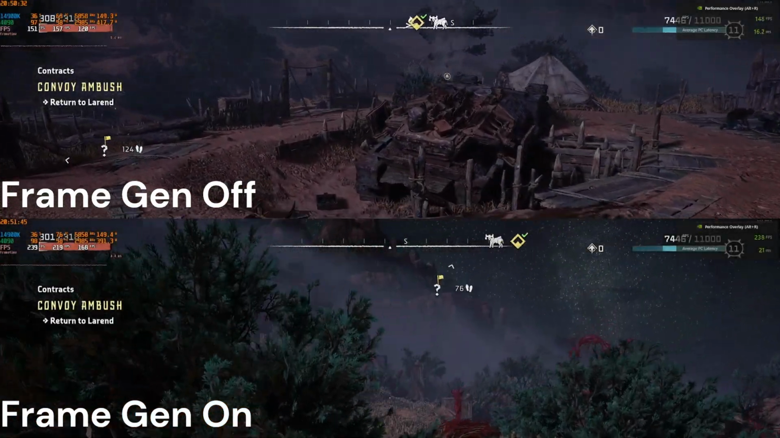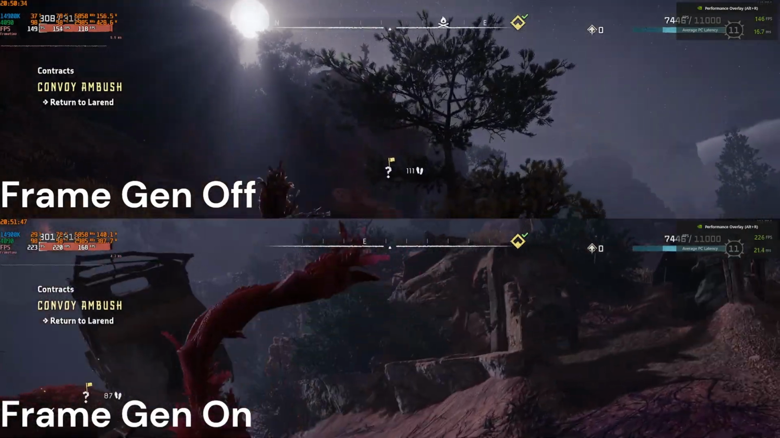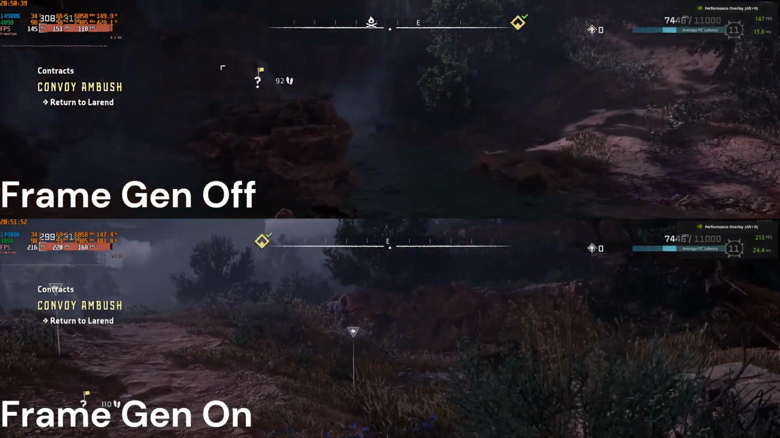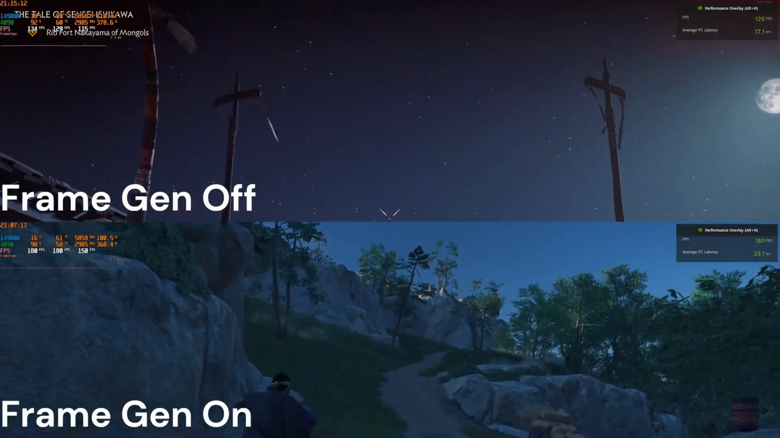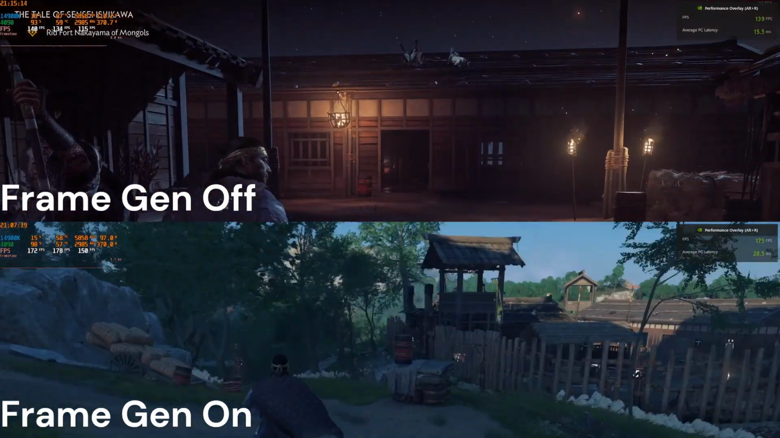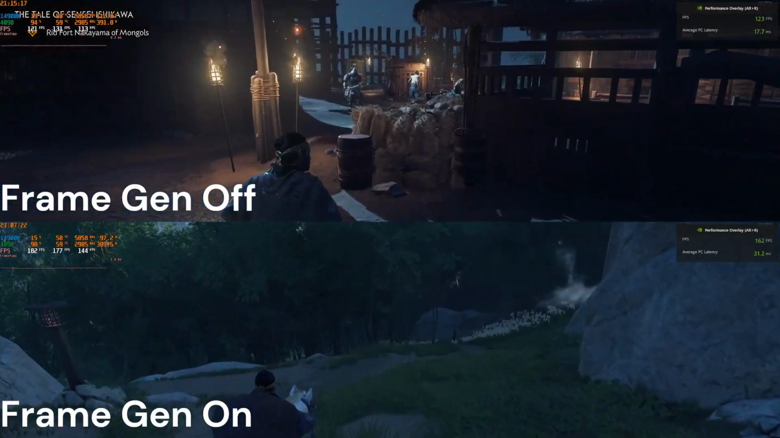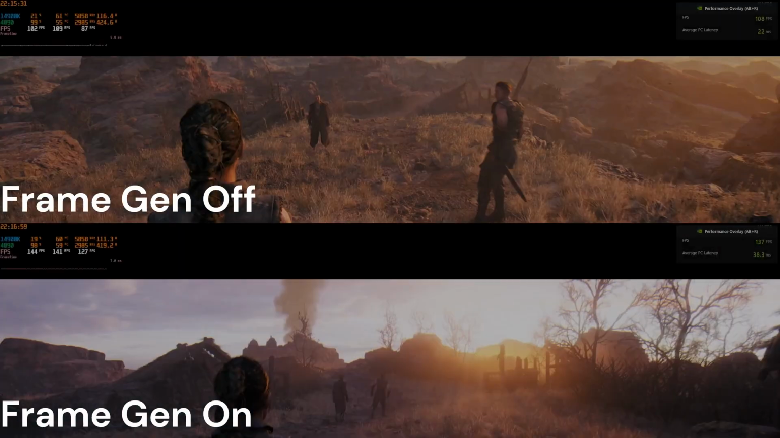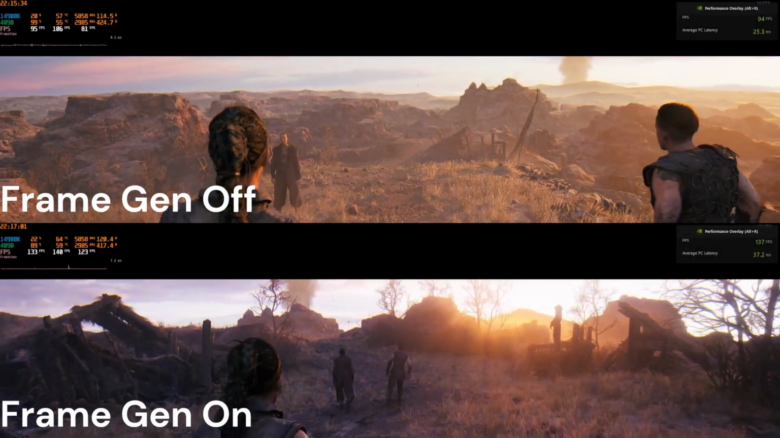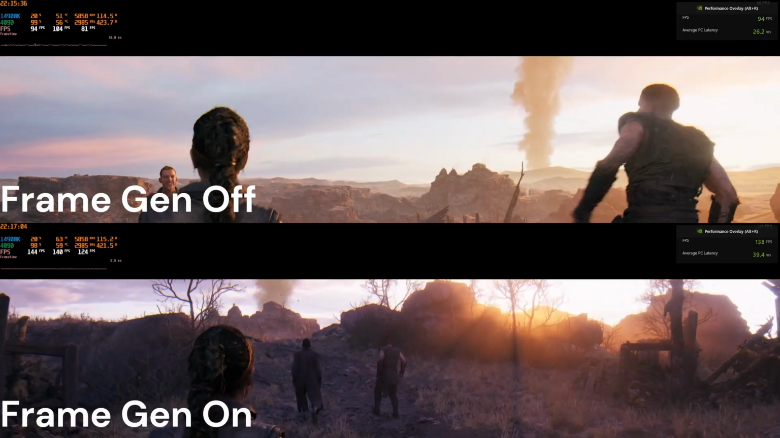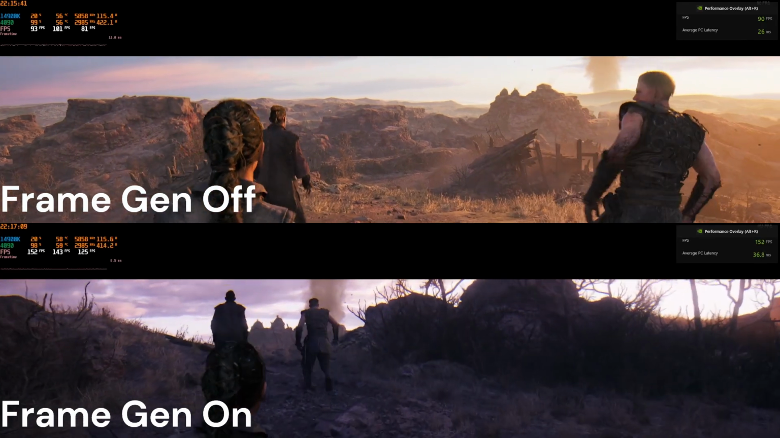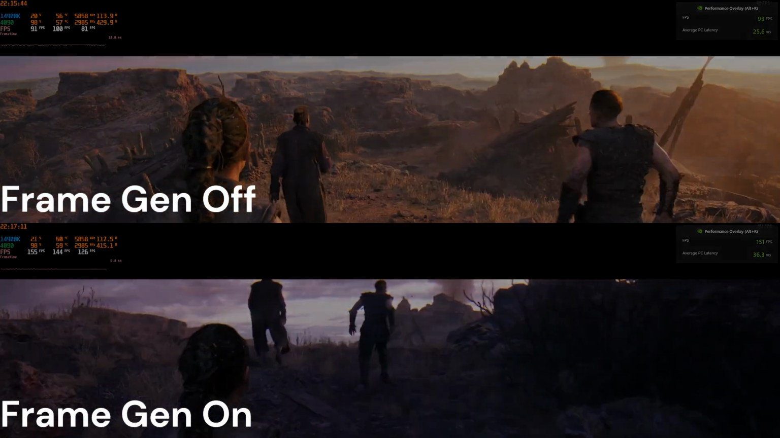In Horizon Forbidden West, there is a 43% increase in average FPS, a 46% increase in 1% lows, and a 56% increase in latency. In Ghost of Tsushima, we have a 45% increase in average FPS, a 37% increase in 1% lows, and a 43% increase in latency. And lastly, in Senua's Saga Hellblade 2, we see a 55% increase in average FPS, a 64% increase in 1% lows, and a 32% increase in latency.